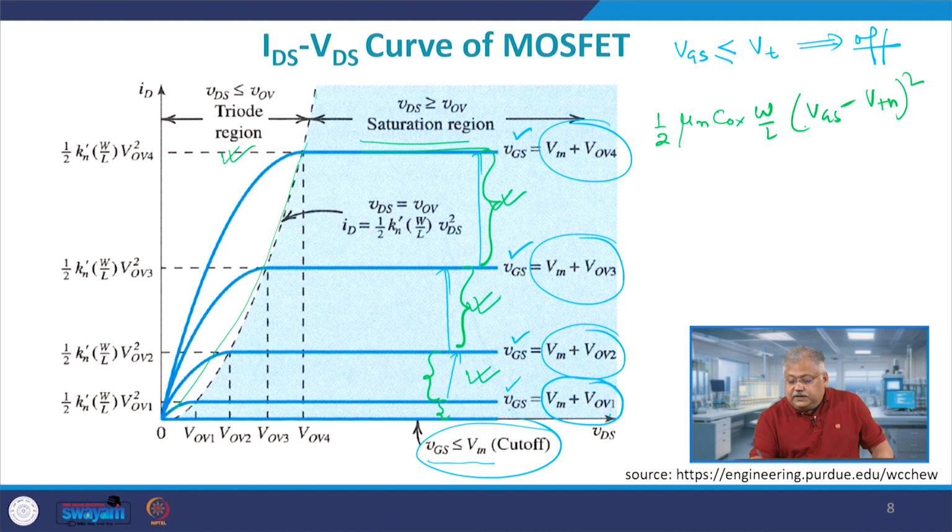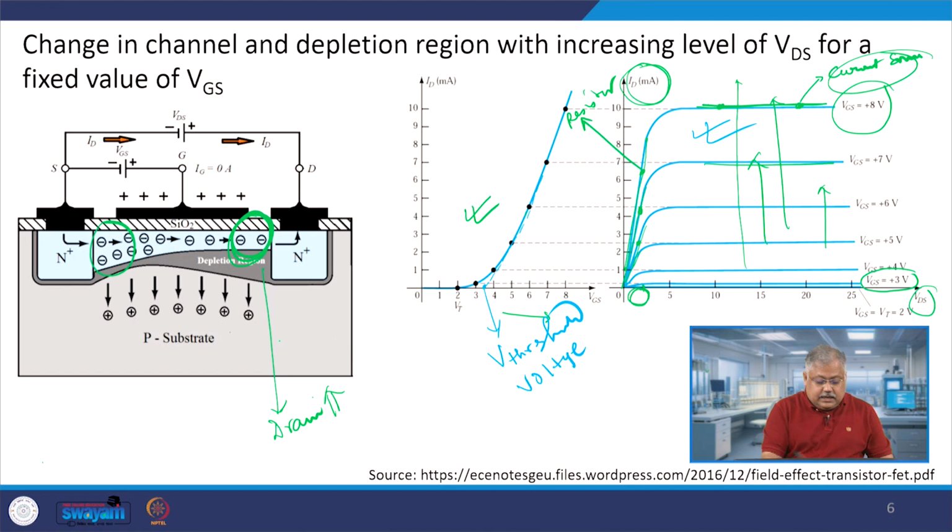Here VGS minus VTN is defined as the overdrive voltage, and that's the reason it is known as VOV. W by L is what? The width divided by length. What is the width of the device? What is the length of the device? This is the length of the device. This is the length from source to drain under the metal.